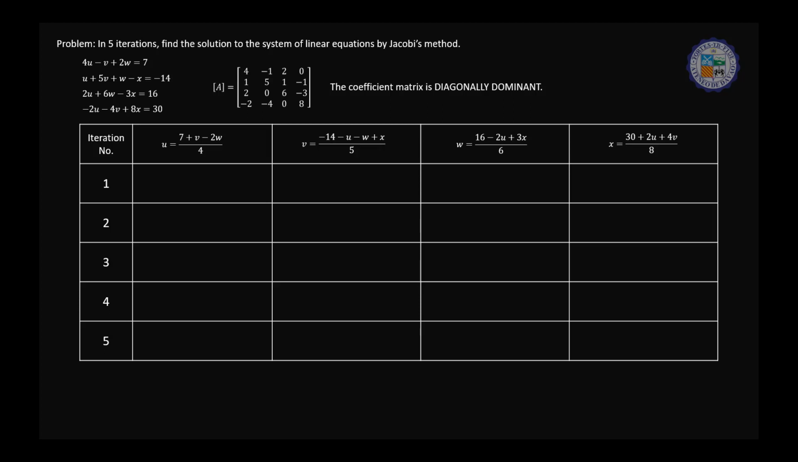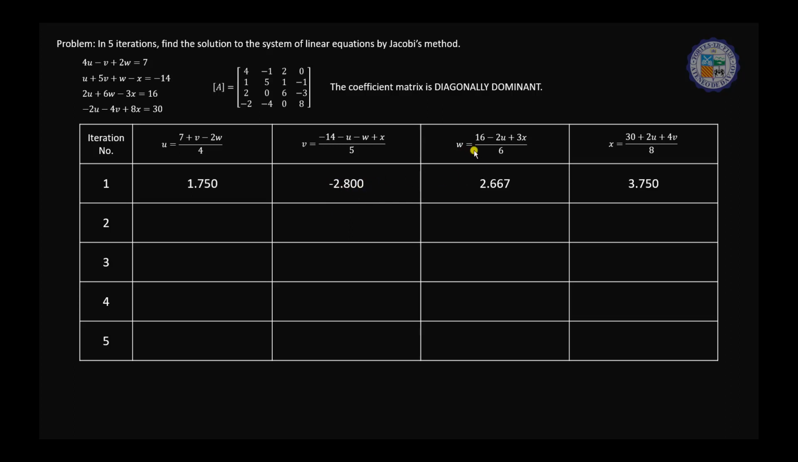For the first iteration, let's solve for u using v, w, and x equal to 0. So we find u is equal to 1.75, v is equal to negative 2.8, w is equal to 2.667, and x is equal to 3.75. This is what I said earlier: we did not use the latest available value of the unknown variable. For example, for solving for v, we know that v is dependent on u, but we did not use the latest available value of u. What we still used is u equal to 0. So negative 14 over 5 is equal to negative 2.8.